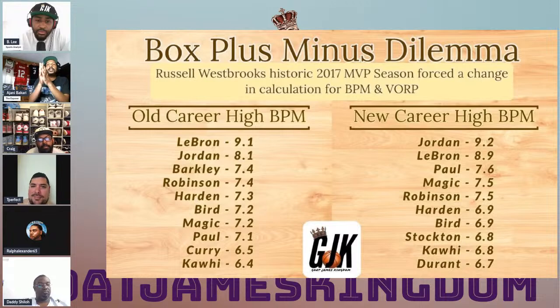But this was before they changed it. This was the career high for box plus minus. LeBron was number 1. Jordan was number 2. Barkley was number 3. David Robinson was number 4. Then you had Harden, Bird, Magic, Chris Paul, Curry, Kawhi. Robinson is David? David Robinson, yes. Yeah, David Robinson. Barkley's up there.